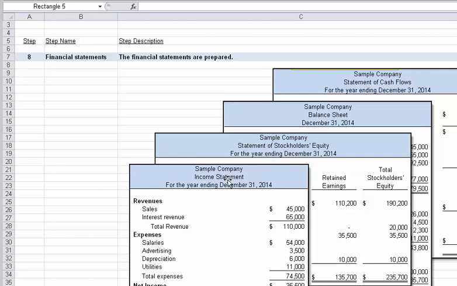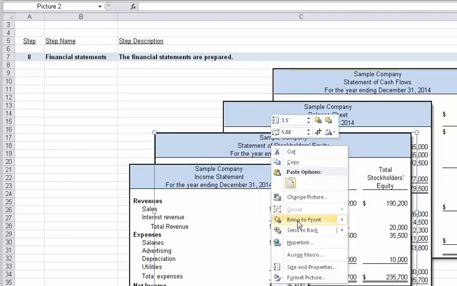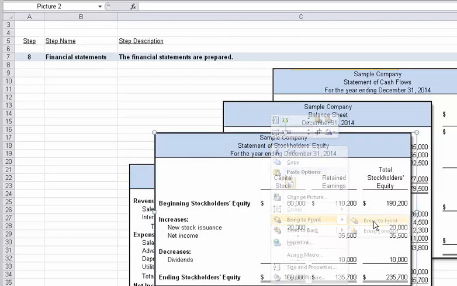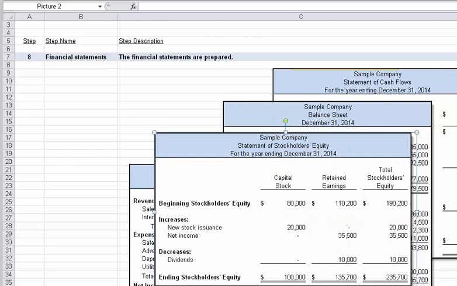Okay, so the first one we prepare is the income statement right here. You see it ends with a net income of $35,500. If I bring the statement of stockholders' equity forward, so we can see all of it, we see that $35,500 from the net income did appear on the statement of stockholders' equity.